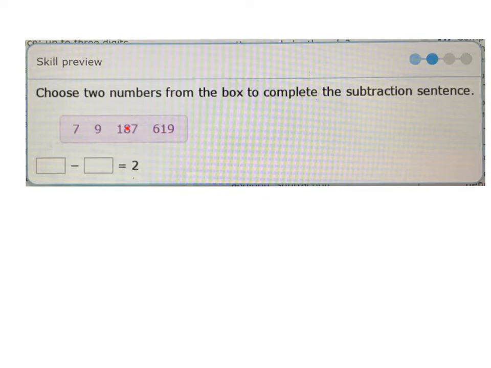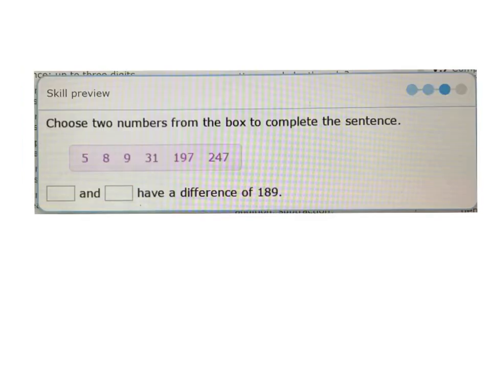My eyes are immediately drawn to the big numbers and I'm like, that doesn't make any sense. The difference between 600 and 100 or something is like 400. The difference between either of these numbers and the smaller numbers is, again, huge. So then I'm just like, oh, the difference between 7 and 9, that has a difference of 2. So 9 minus 7 equals 2. Simple as that. Same concept.